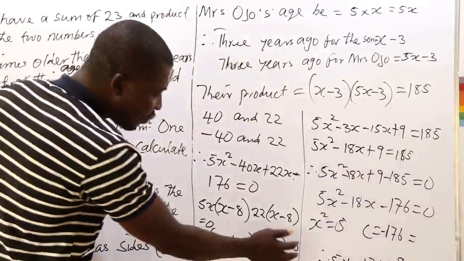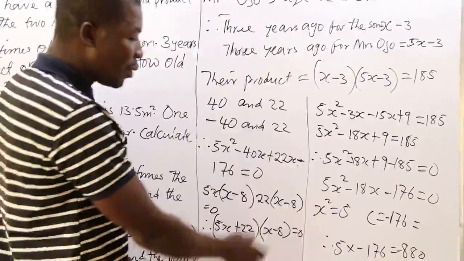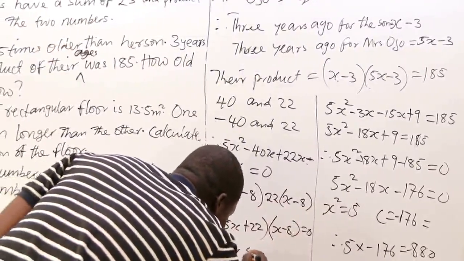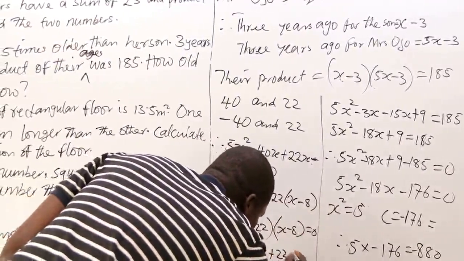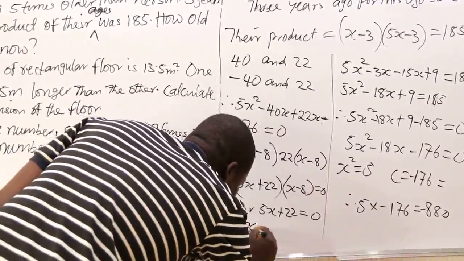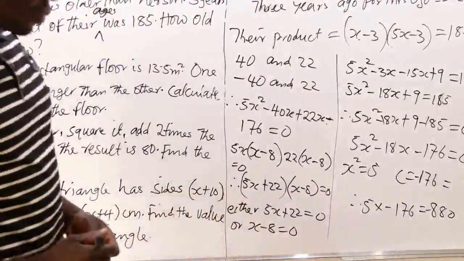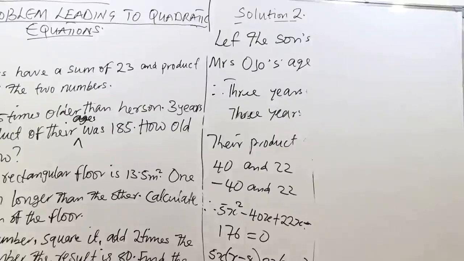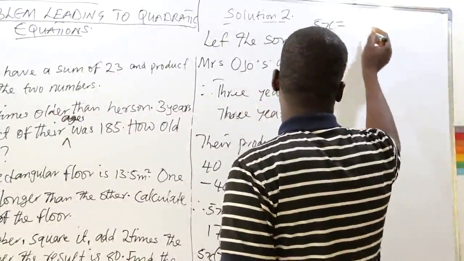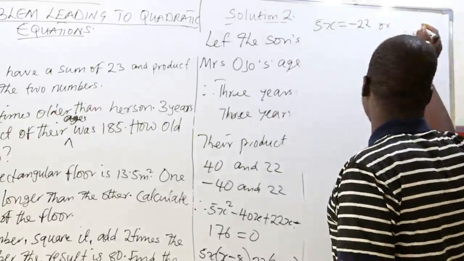For you to have 0, it implies that either one of these brackets is 0 or this one is 0. So we say either 5x + 22 = 0 or x - 8 = 0. Therefore 5x is equal to minus 22, or x is equal to 8.